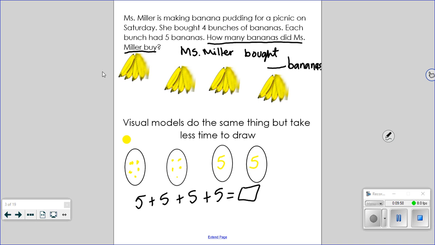How do I make that into a groups of sentence? Bryce, give it a go. Start with how many groups I have. I don't have 5 groups. 4 groups. If I'm writing, you are writing. 4 groups of 5. Very good.